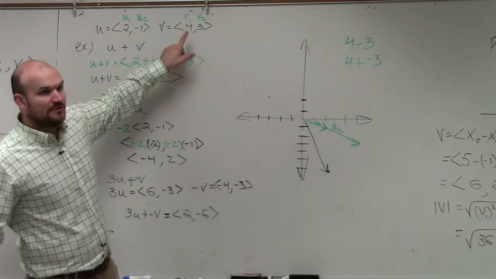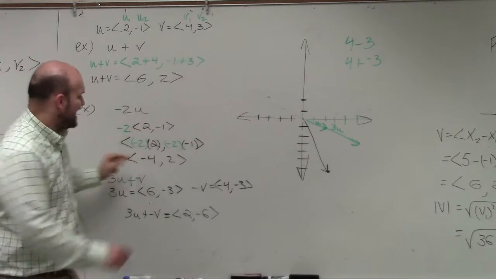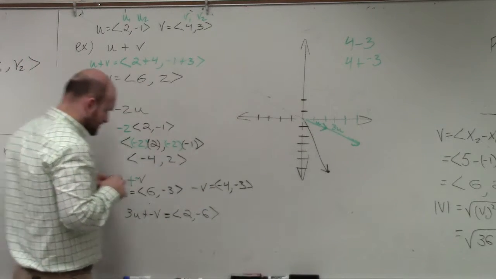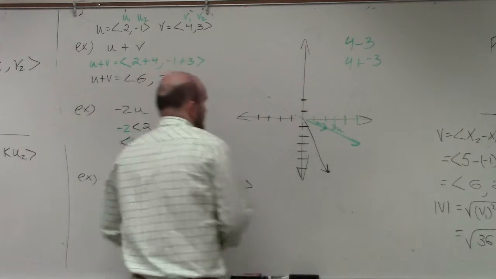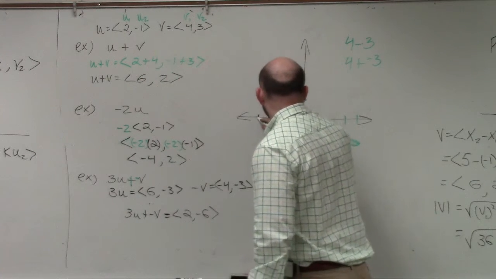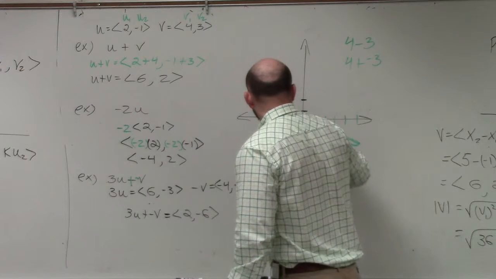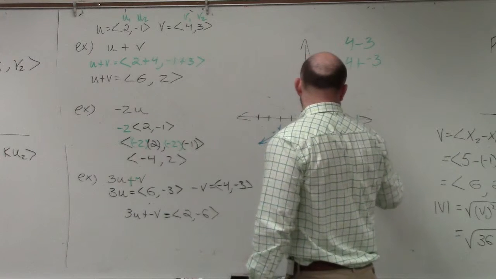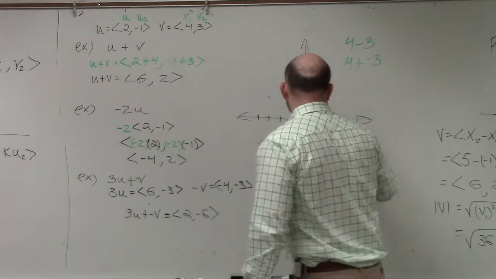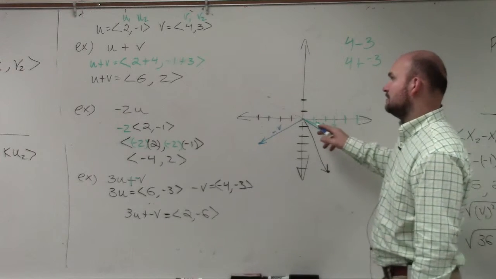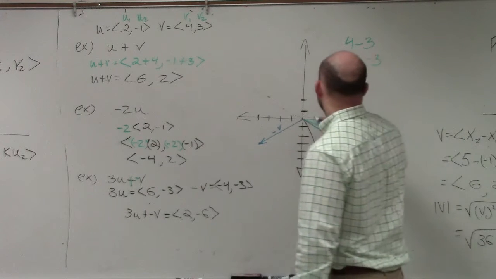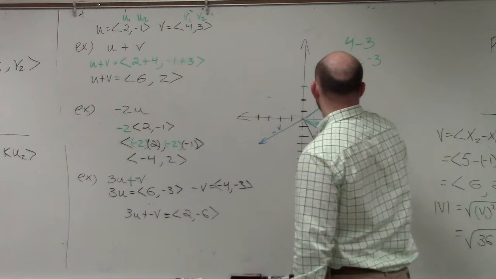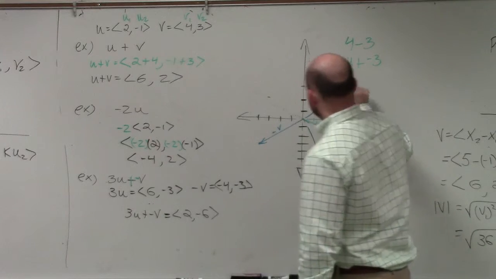OK. Now, what is negative v? We know v is 4, 3. Correct? What is negative v? Does everybody agree with me that negative v is negative 4, negative 3? So let's take a look at where negative 4, negative 3 would be. Negative 4. 1, 2, 3, 4, negative 3. 1, 2, 3. That's negative v. Because positive v is 1, 2, 3, 4, and 3 up here. Sorry. That's positive v. That's negative v.